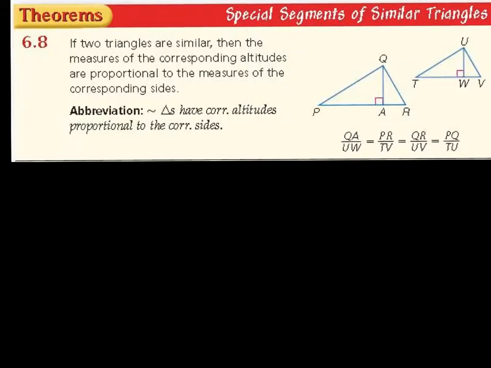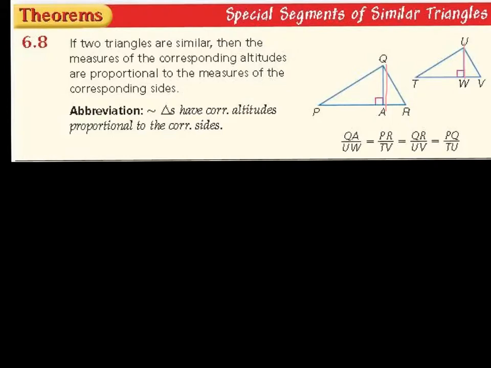Okay, so Theorem 6.8: if two triangles are similar, then the measures of the corresponding altitudes. Remember, an altitude is a segment that connects to the vertex and is perpendicular to the opposite side. So those are both altitudes there. The altitudes are proportional to the measures of the corresponding sides. Okay, so an altitude is a special segment of the triangle.